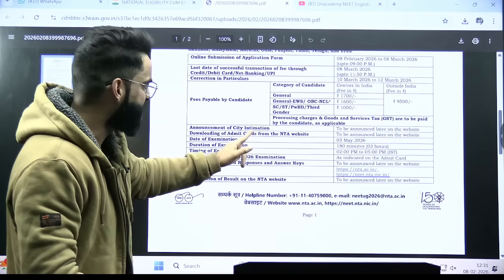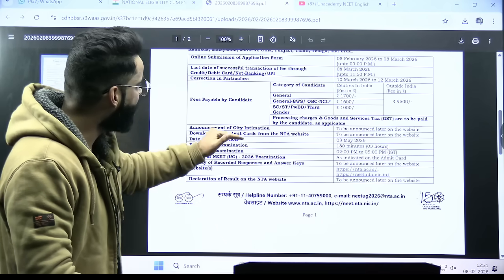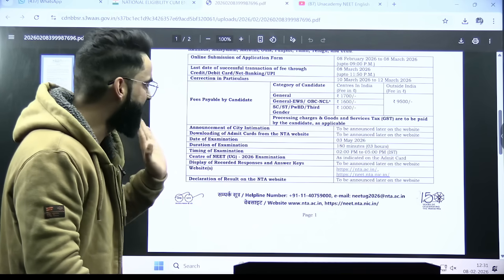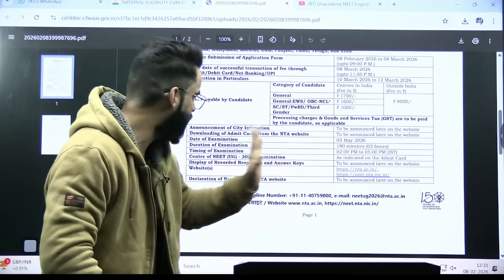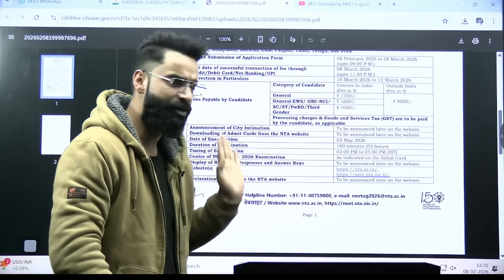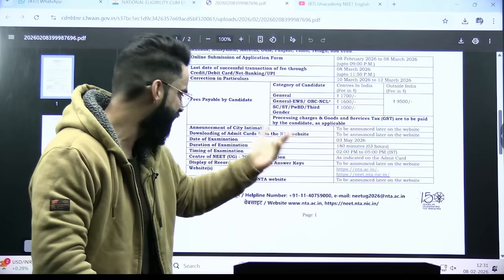Announcement of city intimation will be announced later by the website. Downloading of admit cards, again that's to be announced. Date of examination, 3rd May. Duration of examination, 180 minutes. Timing of examination, 2 p.m. to 5 p.m. Center of NEET UG 2026 examination as indicated on the admit card which you will receive for sure. Display of recorded response and answer keys to be announced later.